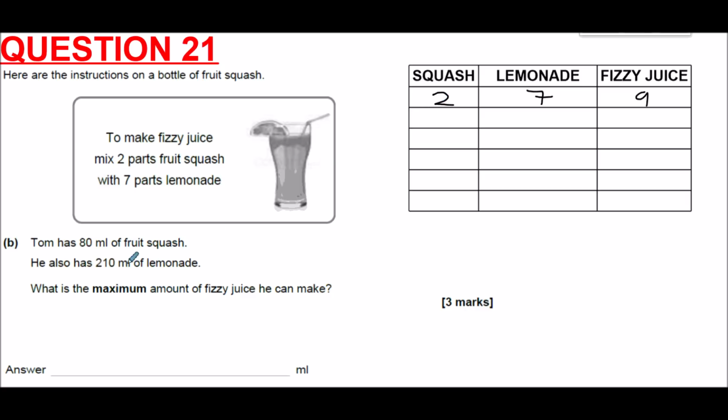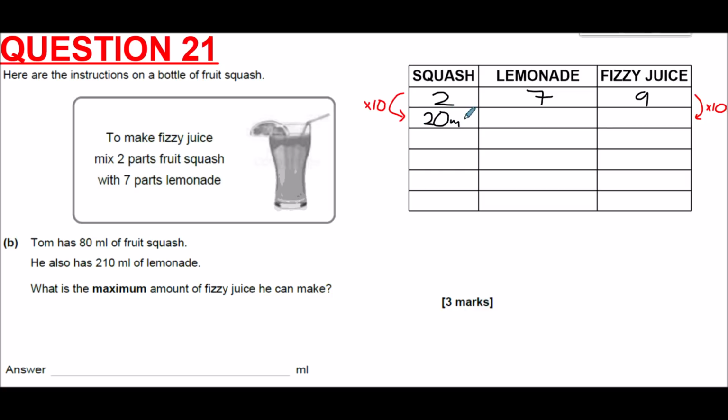So 2 is loads of 80. 7 is loads of 210, so we can make these numbers quite a bit bigger. What I'd suggest we could do first off is just multiply all these figures by 10. It's up to you how you build it up, but no matter how you build it up, you want to aim for these figures and see if squash hits 80 first, or if lemonade hits 210 first. So let's start, for example, by multiplying all these figures by 10.